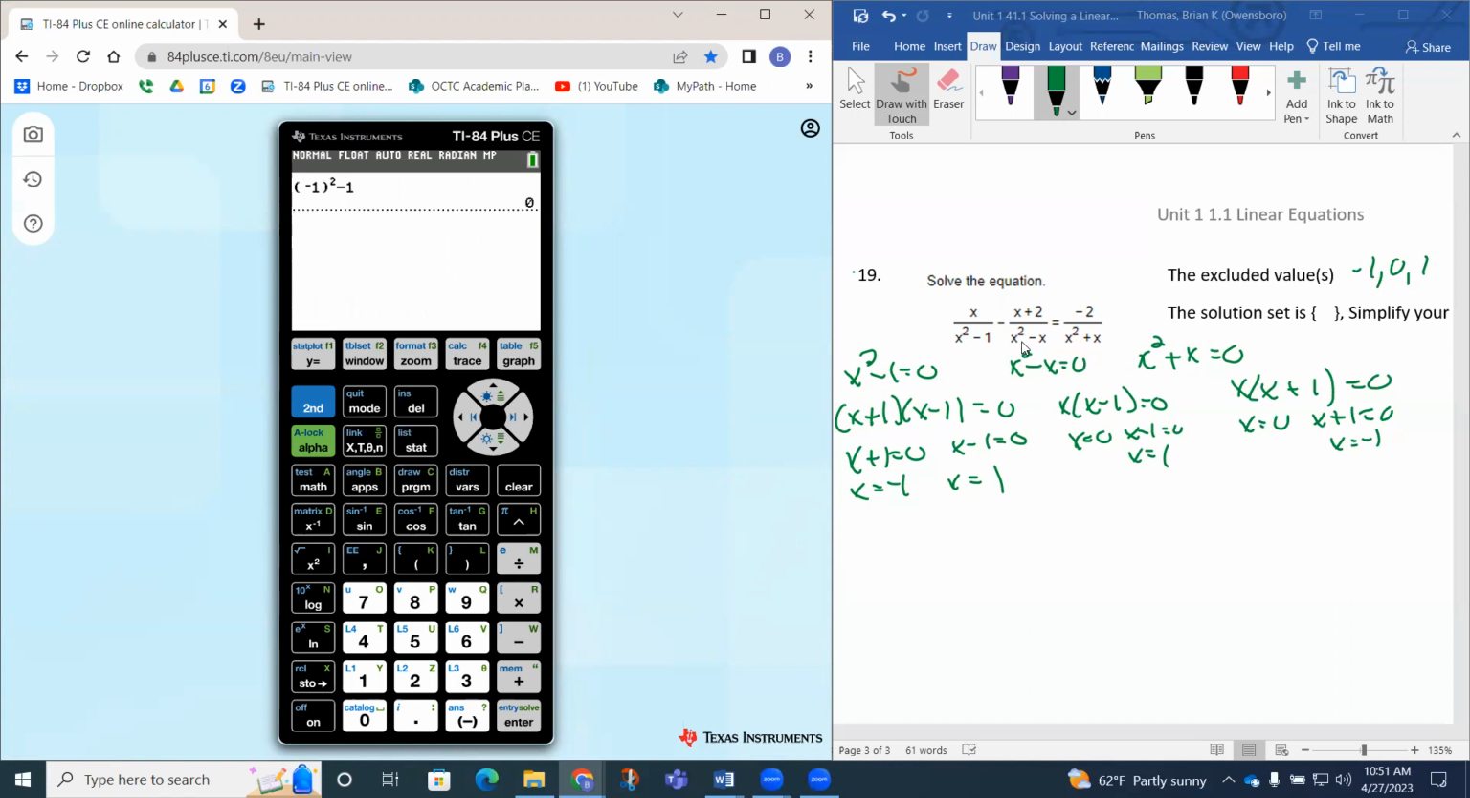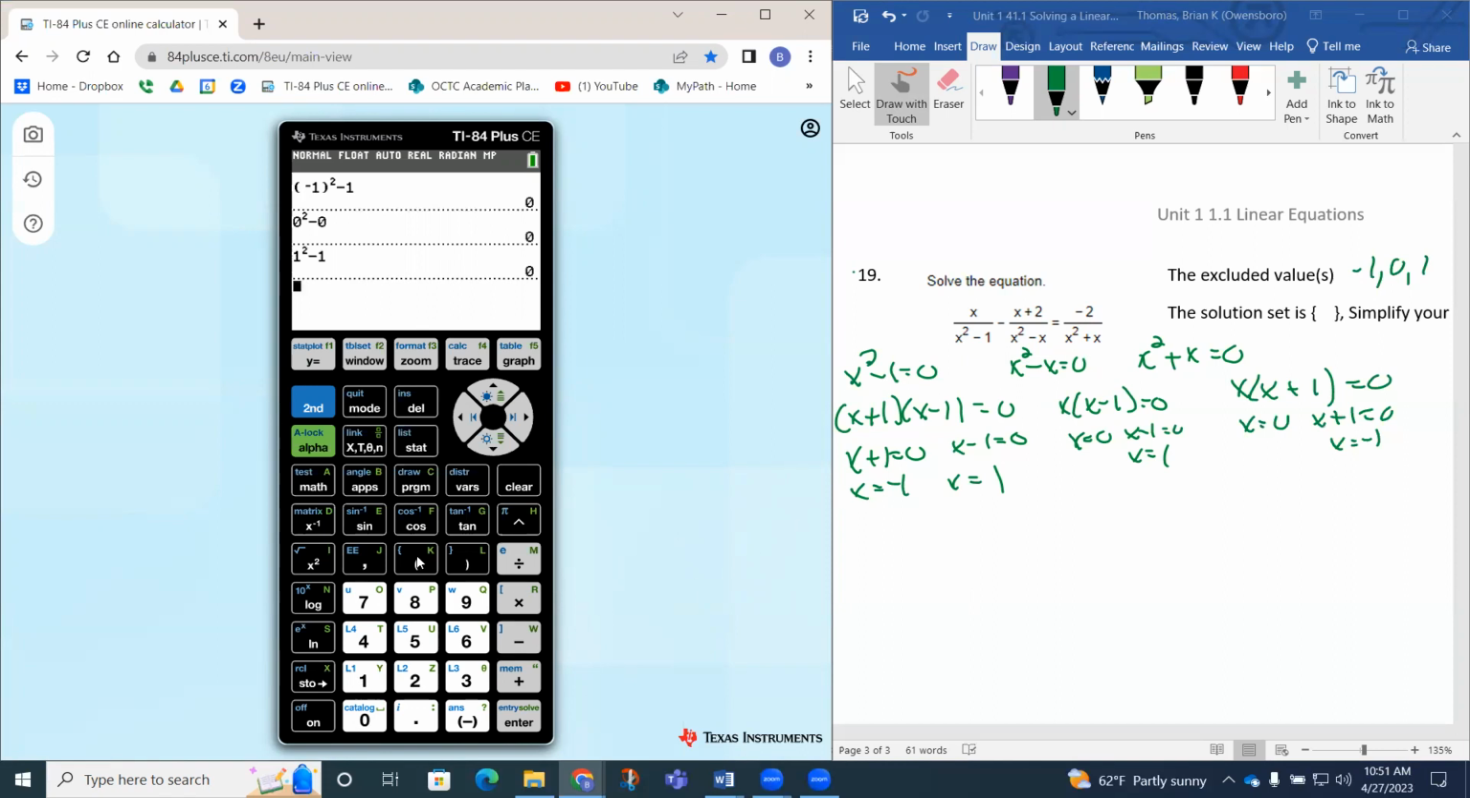On this next one, notice if you put a 0 in, 0 squared minus 0 is 0. So that would make the denominator 0, and we can't have that. If you put a 1 in, 1 squared minus 1, that also gives you 0. And the same thing for the last one. If you put a 0 in, it's going to make it 0, and if you put a -1 in, it's also going to make that a 0.